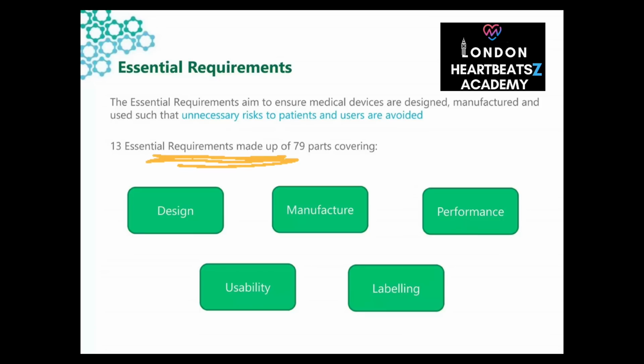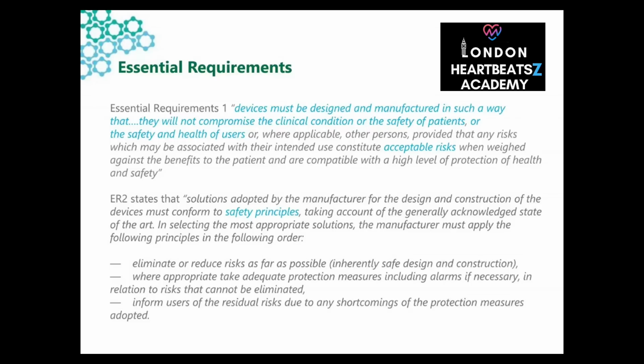That brings us to the essential requirements, which are the fundamental safety and performance standards. There are 79 of them. That's a lot. We don't have to go through all of them, but they cover everything from design and manufacturing to labeling, usability, and performance. Can you give us an example? One of the key principles is inherently safe design. The software needs to minimize risks from the very beginning. That could involve safeguards to prevent errors, making sure the software is robust and reliable, and things like alarms and user warnings.